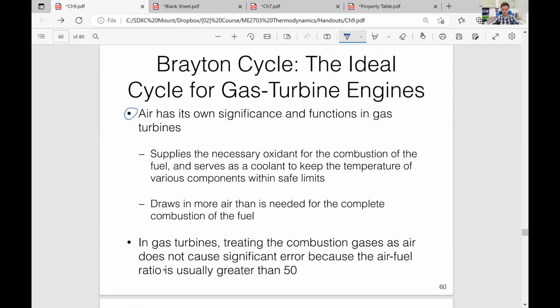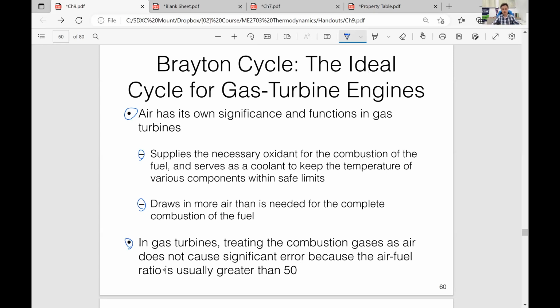Air has its own significance and functions in gas turbines. One is to supply the necessary oxidant for the combustion of the fuel, and it serves as a coolant to keep the temperature of various components within safe limits. Another thing is that the engine draws more air than is needed for the complete combustion of the fuel. So that's why air is very important in a gas turbine engine.